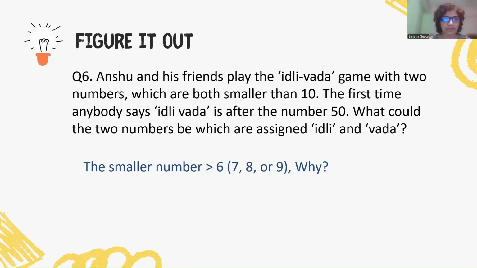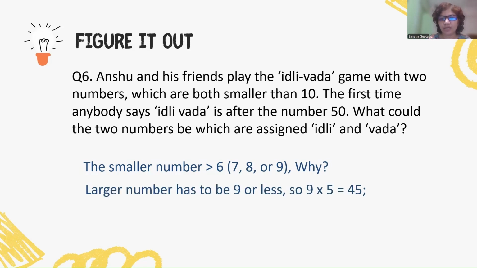So we will look at each of the conditions. The smaller number has to be greater than 6. Why? Because the larger number has to be 9 or less. So if you see 9 into 5 is 45, which doesn't satisfy the condition that the first common multiple has to be greater than 50. So the smaller number has to be greater than 5.